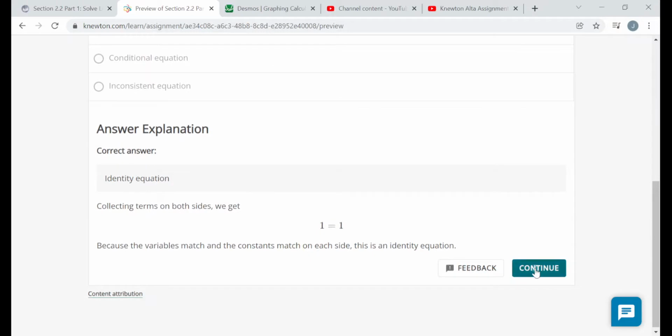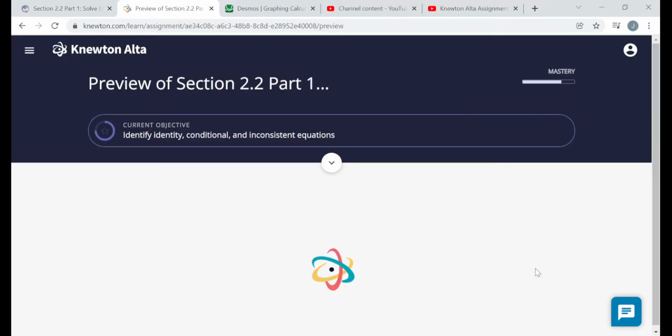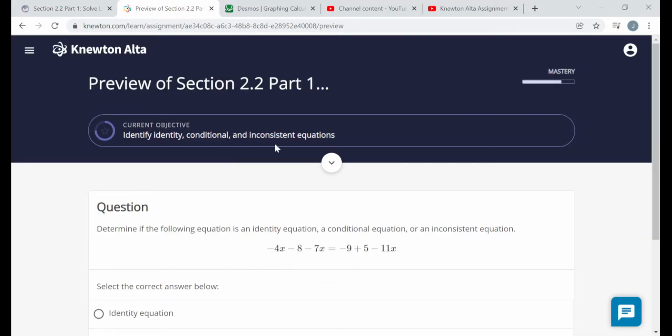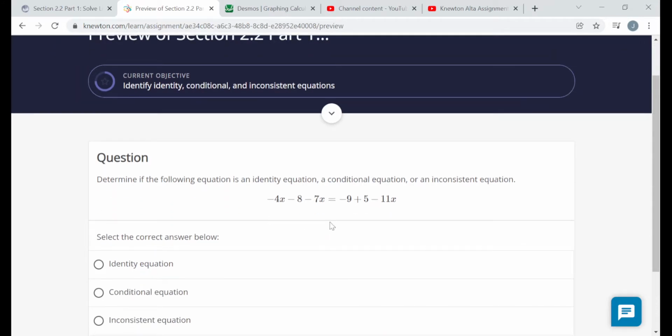Alright, and then next. Alright, we're finishing off this objective. So I could probably do this right now. You got negative 11x minus 8 on the left side. On the right side, you have negative 11x minus 4.